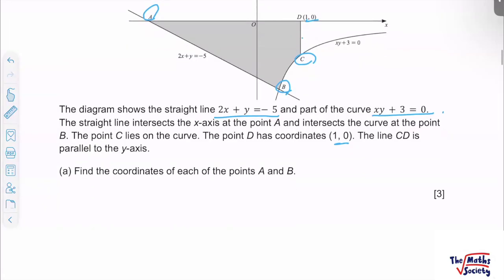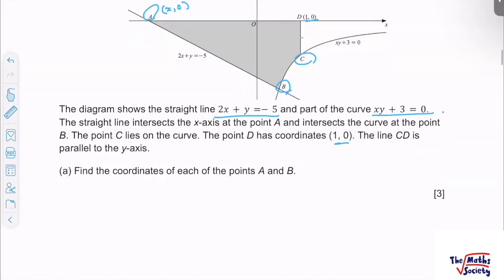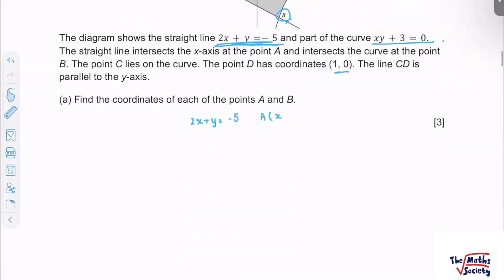points A and B. So first of all, A, we can see that it's going to be x, 0, right? And so we can calculate by doing these two equations. So it's going to be 2x plus y, either substituting or anything. So let's say it's y plus, sorry, this one first. So A is going to be x comma 0, isn't it? So y is going to be equal to 0, which means 2x plus 0 is equal to minus 5. So then it's going to be 2x equals minus 5. So we know that x is going to be minus 5 by 2.